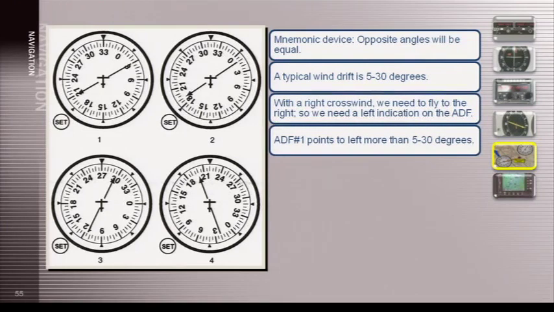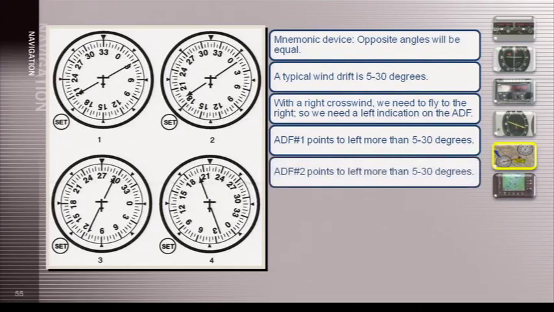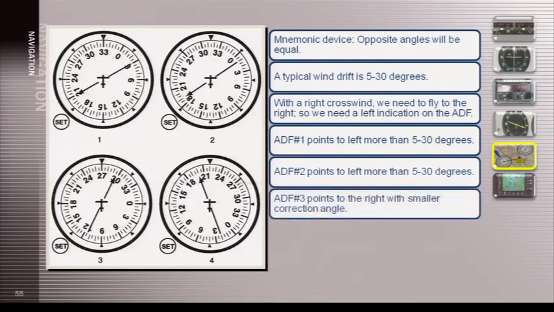Here is ADF indicator number 1. You can see that the deflection is more than 5 to 30 degrees. Look at ADF indication number 2. Once again, it points to the left, but way outside our 5 to 30 degree correction angle. Here's ADF indication number 3. It's a possibility. It has a smaller correction angle.